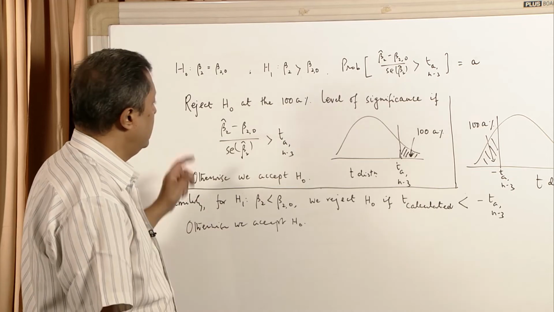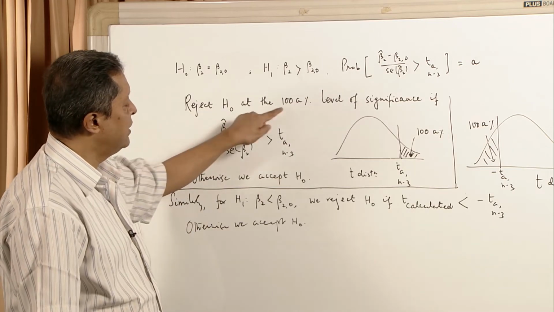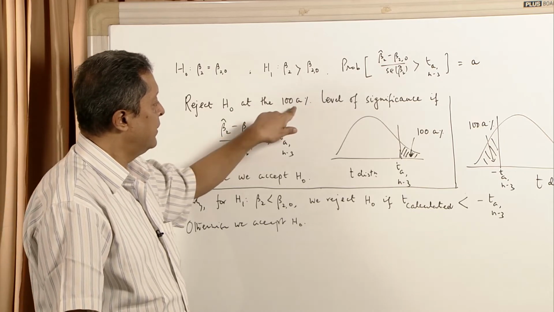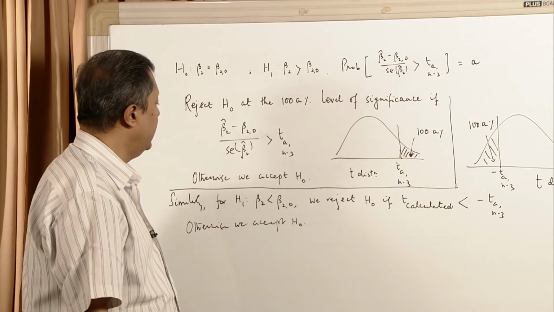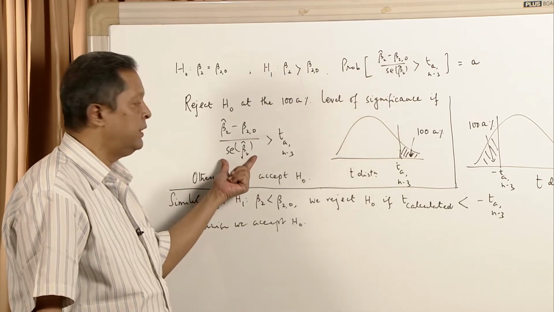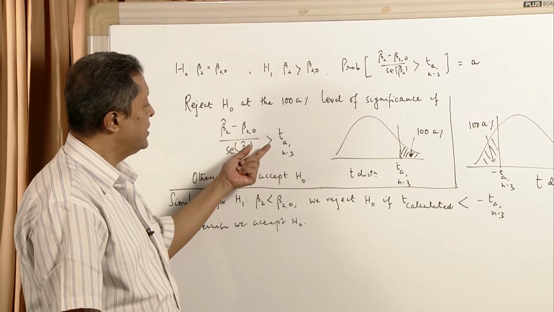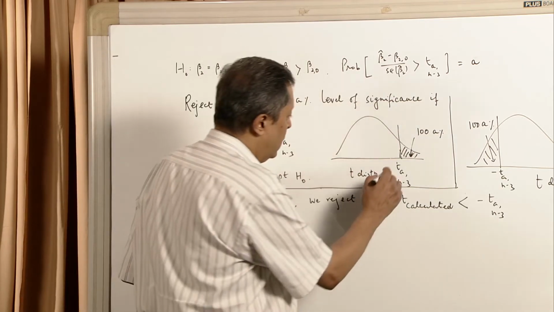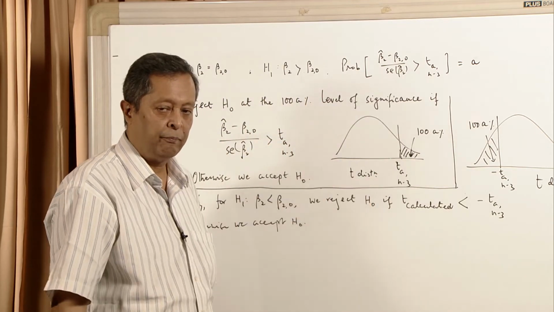So, therefore, the decision rule is reject H naught at the 100α percent level of significance. That means at the specified level of significance, if the calculated value of the t statistic exceeds the critical value, which is t_α with n minus 3 degrees of freedom in this case.